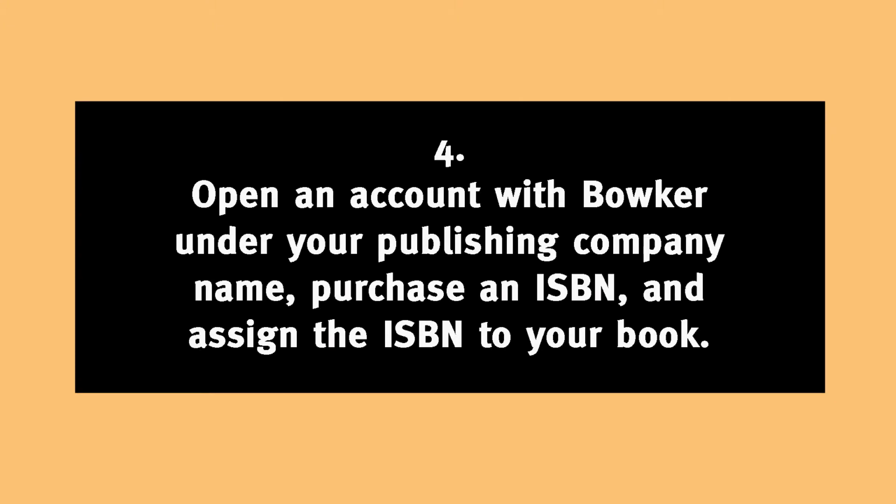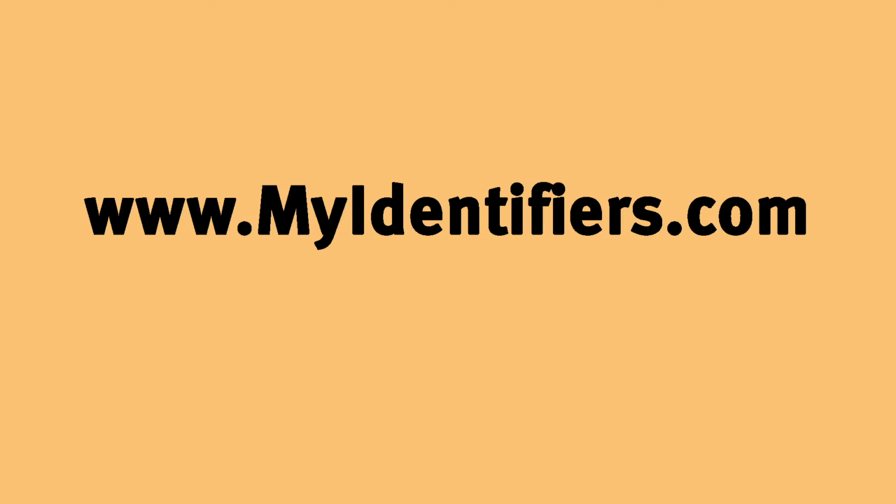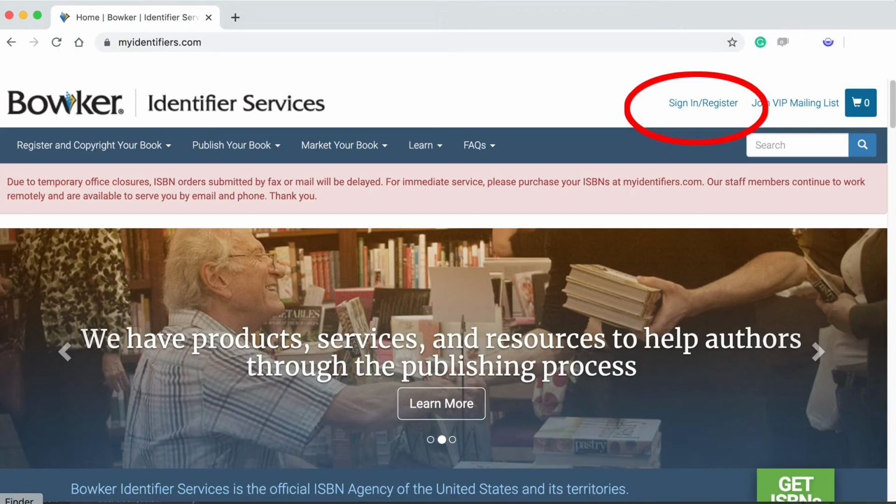The next step is to open an account with Bowker under your publishing company name, purchase an ISBN, and assign the ISBN to your book. You start by going to the website myidentifiers.com. There's a link to it on your worksheet. It's a little confusing because the name of the company is Bowker, but the name of their website is My Identifiers. But this is the only place in the whole wide world you can buy your ISBN, so trust it.